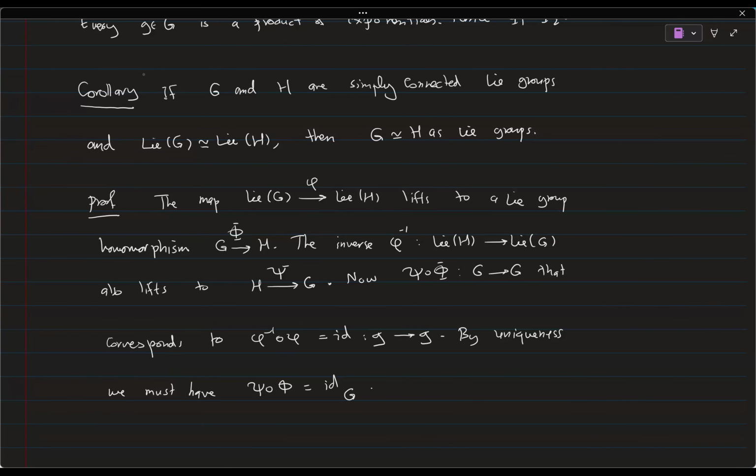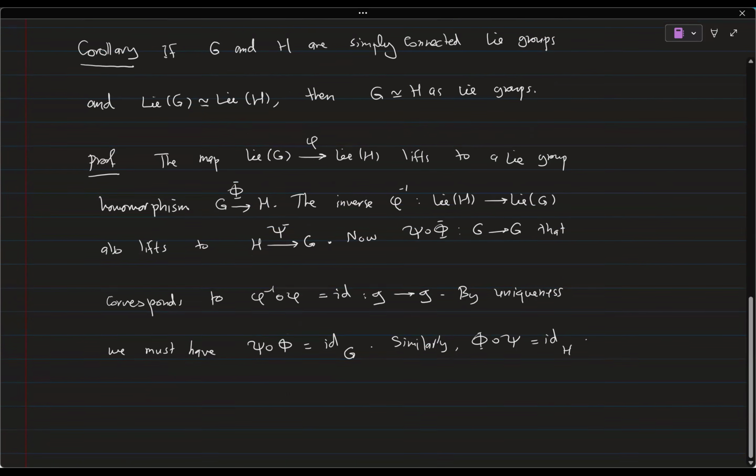And similarly, because H is simply connected, phi composed with psi will also be the identity of H. So you have two group homomorphisms that are inverse to each other, so they provide this isomorphism. What does this mean conceptually? It means that if you want to construct a Lie group corresponding to a Lie algebra, maybe we should go for this simply connected one. We should try to show that for any Lie algebra there's a simply connected Lie group, because it is unique up to isomorphism.